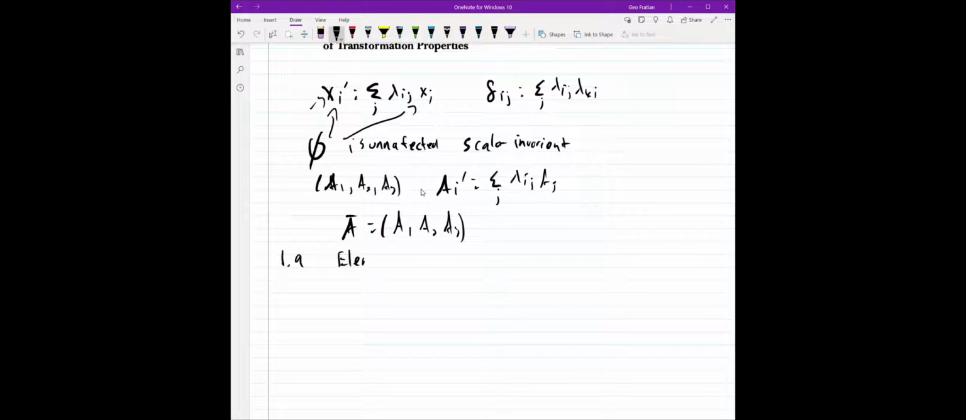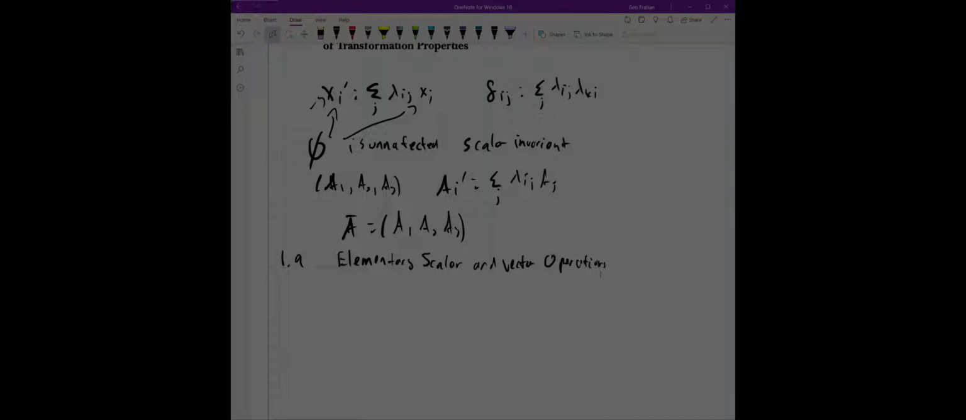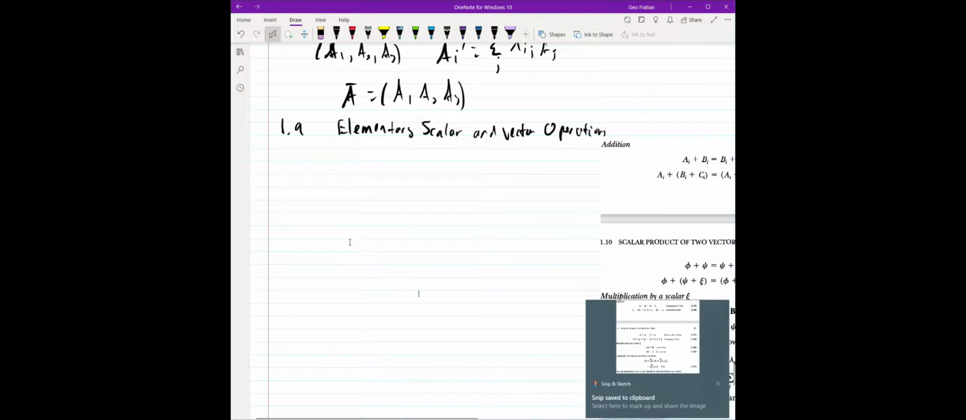Scalar and vector operations. This is a long section. Okay. So let's just screenshot the laws and I'll just talk about them. So we have addition and multiplication. I'll just screenshot this and talk about the textbook.